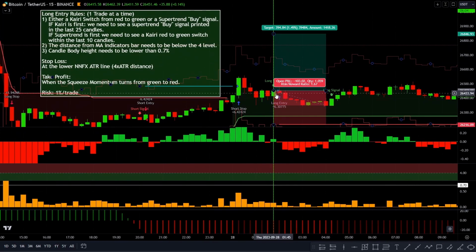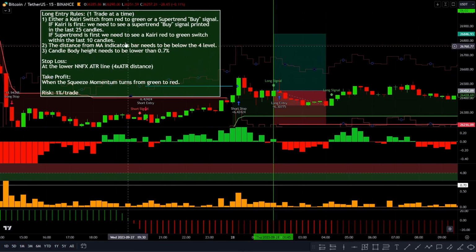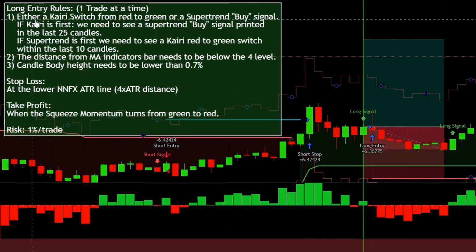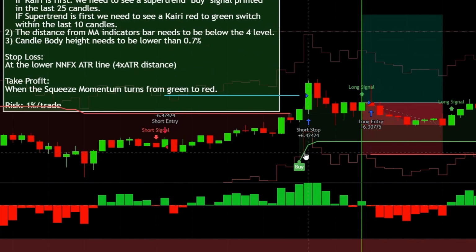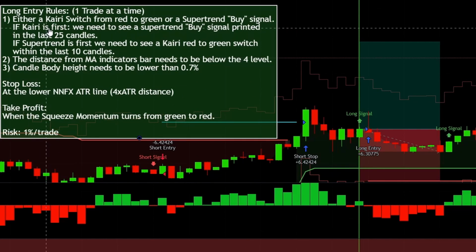Here we have a valid long entry signal. For a valid long entry, first we need to see either a Kairi switch from red to green, something like this, or a SuperTrend buy signal, these ones. If the Kairi switches first, we need to see a SuperTrend buy signal printed in the last 25 candles.